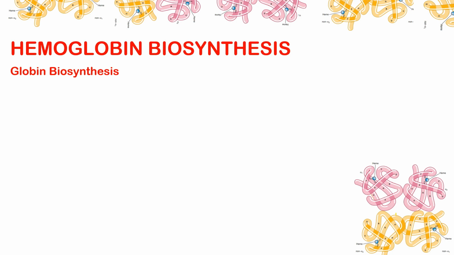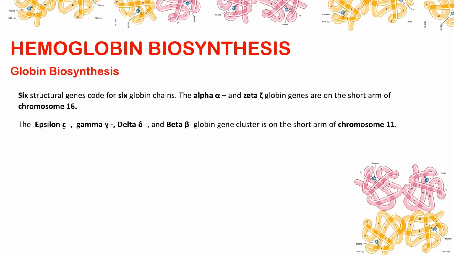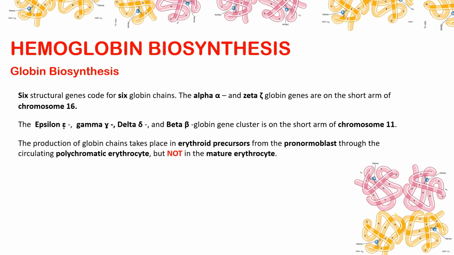Globin biosynthesis. 6 structural genes code for 6 globin chains. The alpha and zeta globin genes are on the short arm of chromosome 16. The epsilon, gamma, delta, and beta-globin gene cluster is on the short arm of chromosome 11. The production of globin chains takes place in erythroid precursors from the pronormoblast through the circulating polychromatic erythrocyte, but not in the mature erythrocyte.